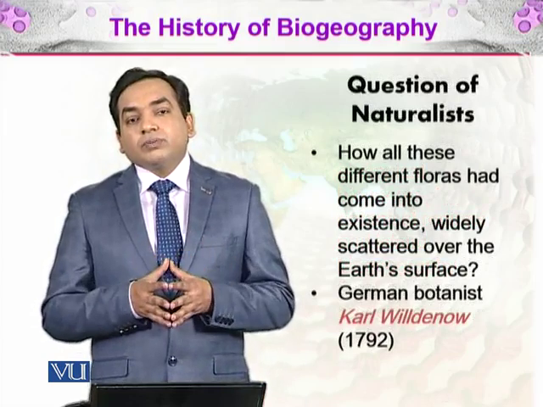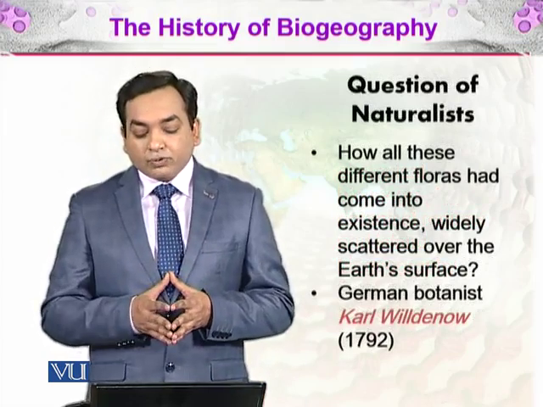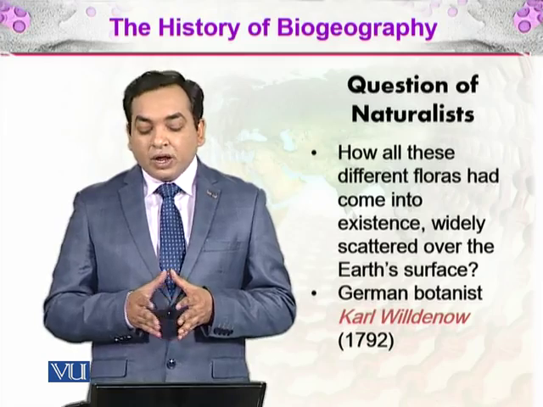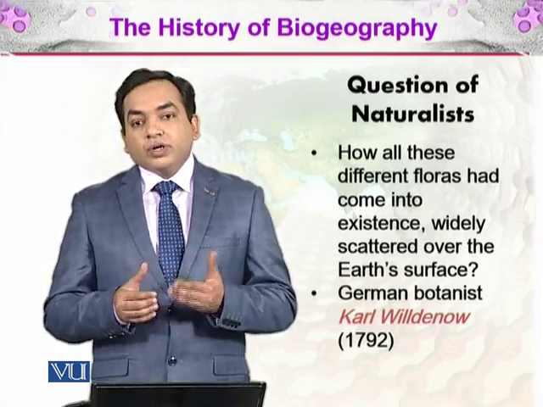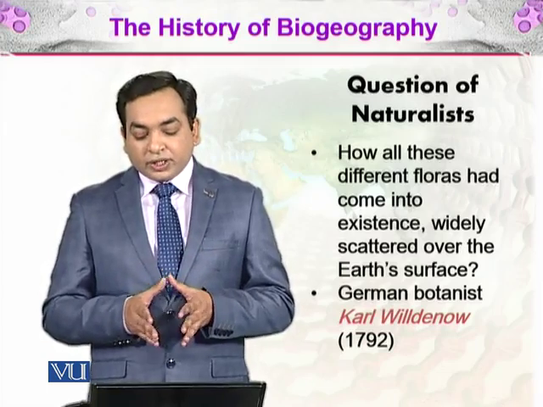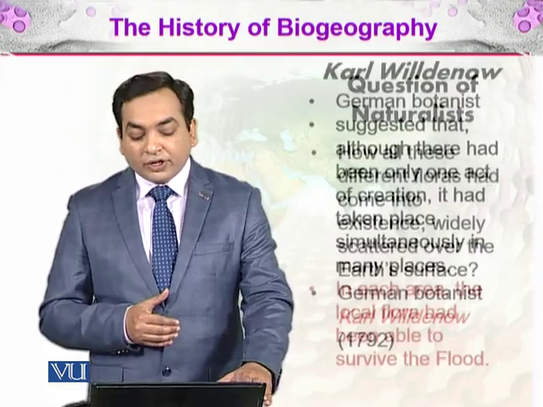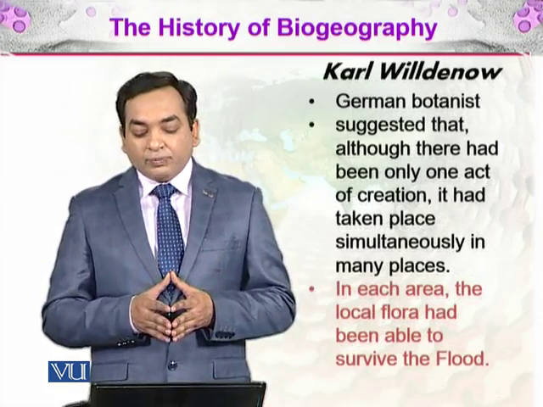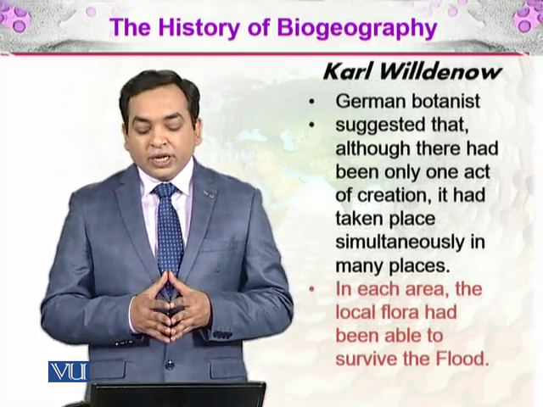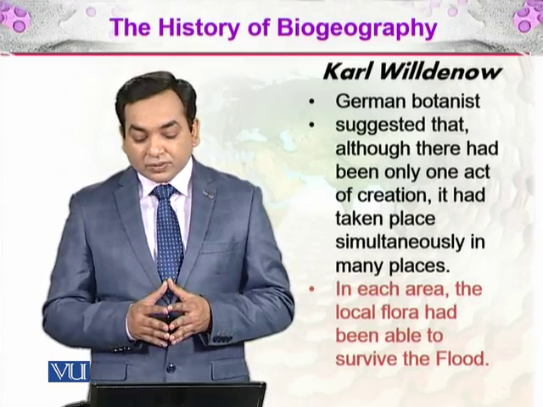Now there were some questions asked by naturalists: how did all these different floras come into existence, widely scattered all over the earth's surface? A German botanist named Carl Willdenow, in 1792, suggested that although there had been only one act of creation, it had taken place simultaneously in many places.